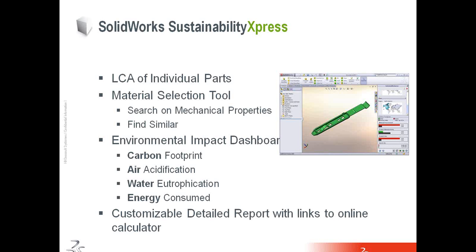The capabilities include LCA of individual parts, and you can have a very nice material selection tool which will allow you to find similar materials while searching on the mechanical properties. By using this Find Similar tool, you'll be able to choose much eco-friendlier materials for your products or designs. I'll talk about this more when I'm doing the product demonstration. And the environmental impact dashboard, as I said earlier, will be categorized into 4 different impacts, and I'll again talk about them when I'm doing the product demonstration. Also, you can generate a nice detailed report with links to external websites.